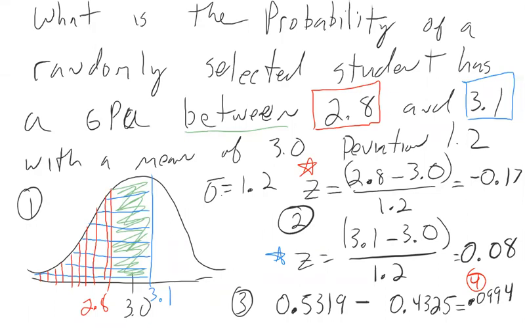Normal. So I want to go 2.8 to 3.1 with a mean of 3.0. Is it right? Yes. Okay.